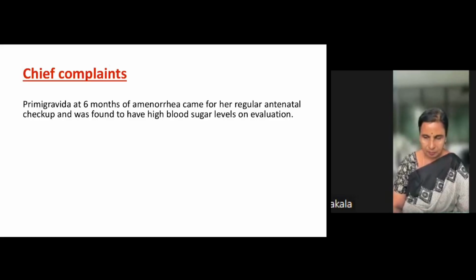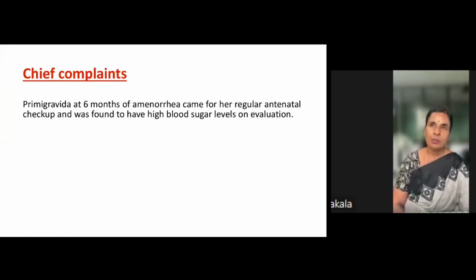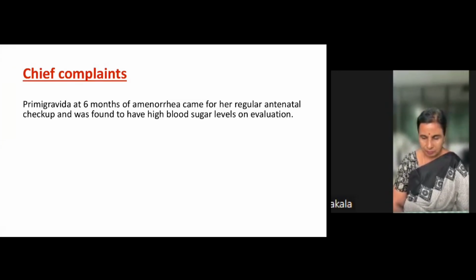So chief complaints: primary gravida at 6 months of amenorrhea, came for a regular antenatal checkup and was found to have high blood sugar levels on evaluation. So what are the different tests you use to evaluate GDM? What are the different screening tests? You said she's admitted for evaluation. So what are the screening tests you do to evaluate a GDM patient? In India, in our hospital, we follow DIPSI guidelines, ma'am.